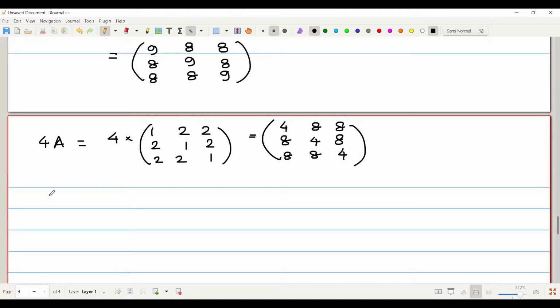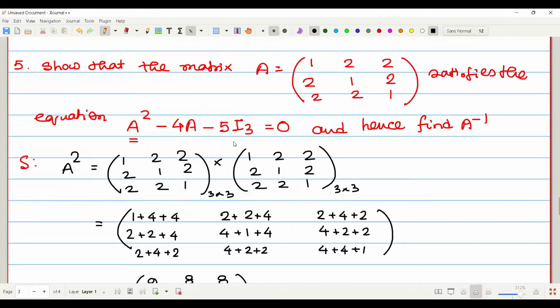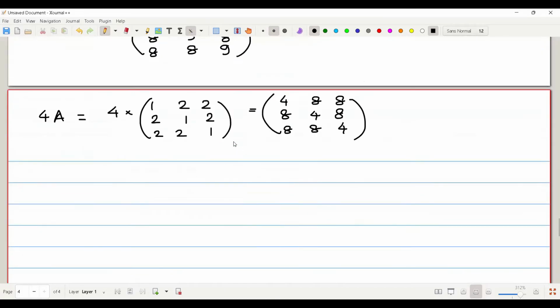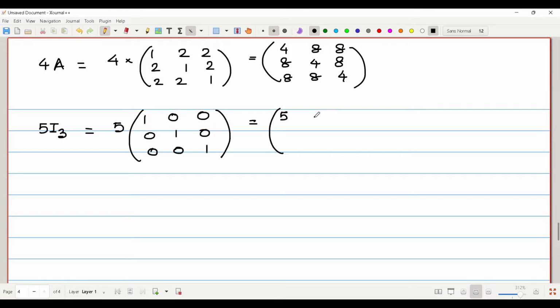Next, we should find out the 5I3. I3 means order of 3, so that means the identity matrix of order 3. So the 5I3 means 5 into 1, 0, 0, 0, 1, 0, and 0, 0, 1. Or 5, 0, 0, 0, 5, 0, 0, 0, 5.